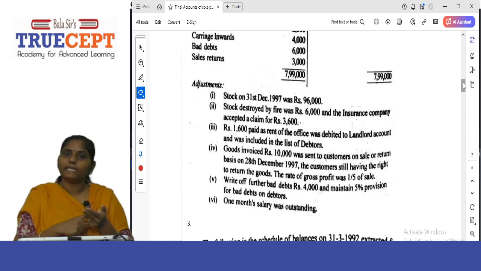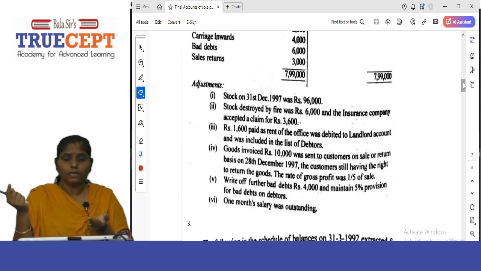And what about the 3,600 accepted by the insurance company? I will show that as a receivable asset in the balance sheet. Receivable. Okay, you will receive that 3,600 rupees later. So I'm showing 3,600 as an asset in the balance sheet. Receivable.